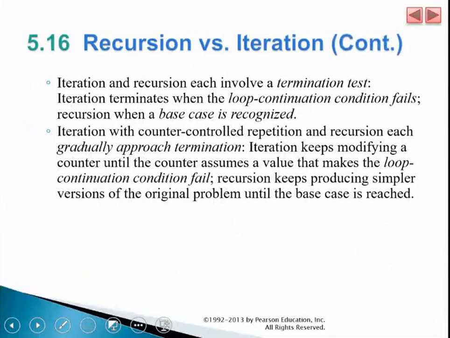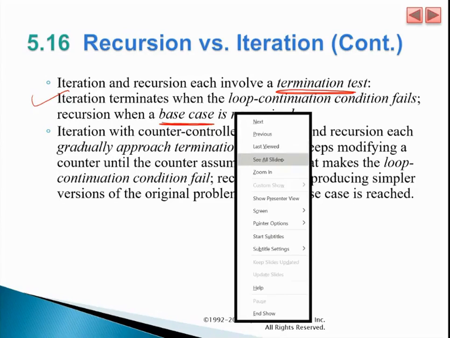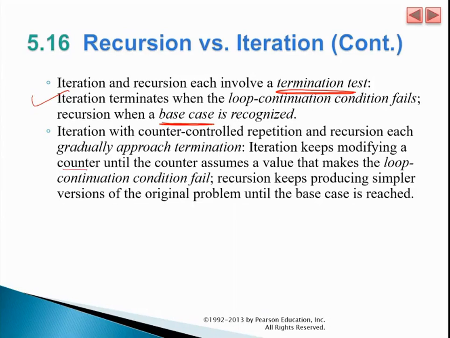Both involve a termination test. The loop terminates when the condition fails, and recursion terminates when the base case is recognized. Iteration with counter control and recursion each gradually approach termination. In iteration, we modify the counter variable so that it converges to the point where the condition becomes false, whereas in recursion we keep on producing a simpler version of the original problem until the base case is reached.